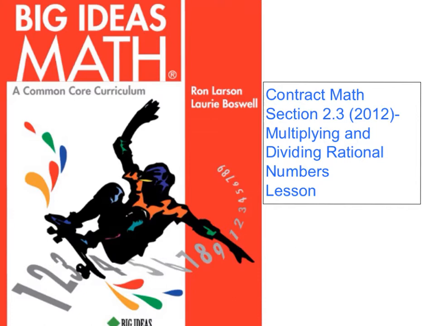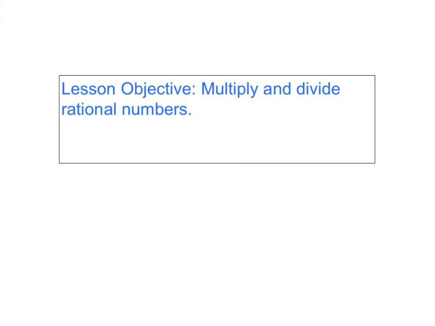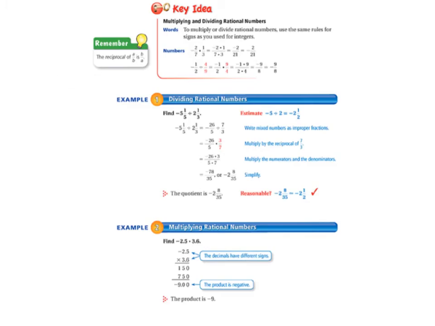Pause while you write Section 2.3, 2012 edition, lesson in your math notebook. Pause again while you write today's lesson objective in your math notebook. Today's objective is to multiply and divide rational numbers. During today's lesson, we'll be working on pages 64 and 65 in your 2012 math textbook.